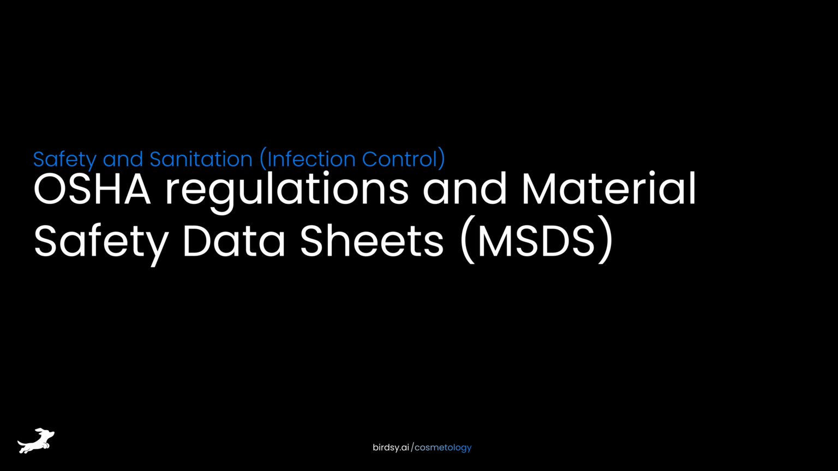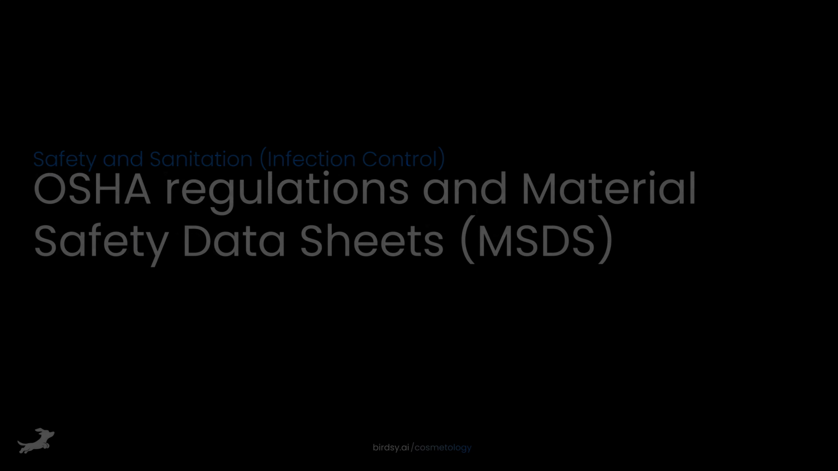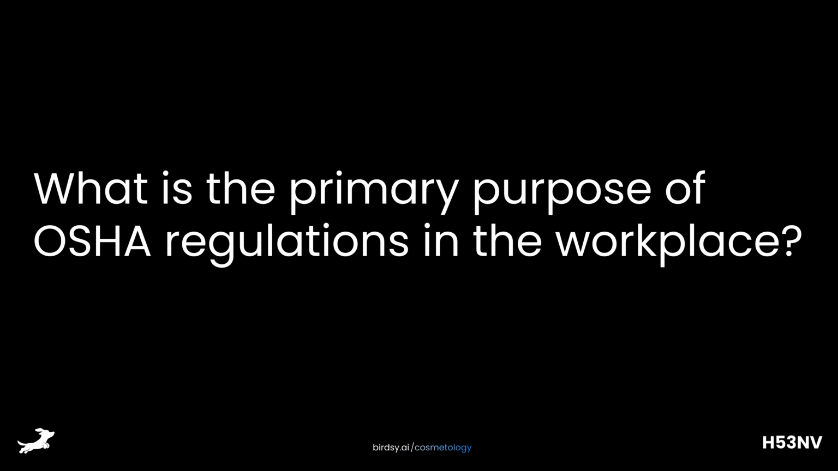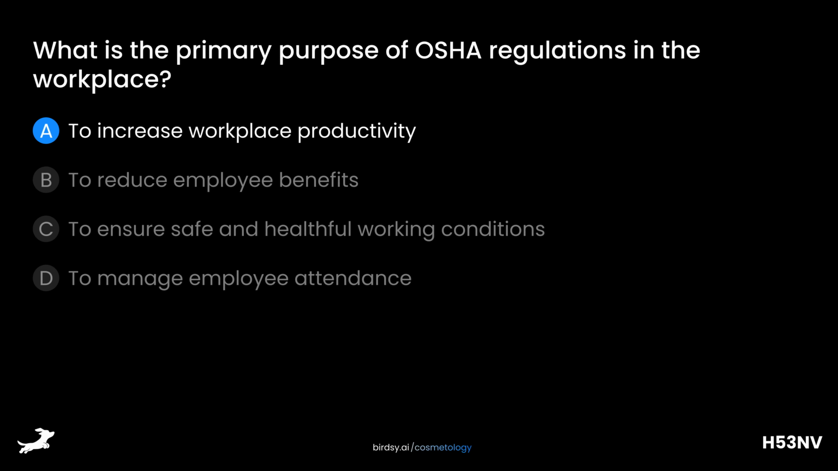OSHA regulations and material safety data sheets. What is the primary purpose of OSHA regulations in the workplace? Is it A, to increase workplace productivity, B, to reduce employee benefits, C, to ensure safe and healthful working conditions, or D, to manage employee attendance? The answer is C, to ensure safe and healthful working conditions.